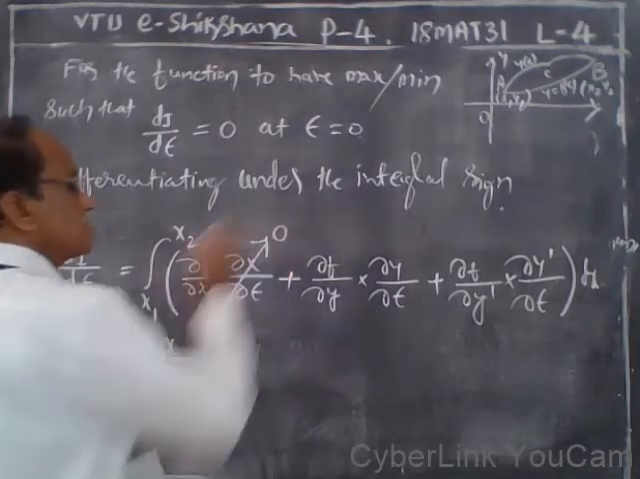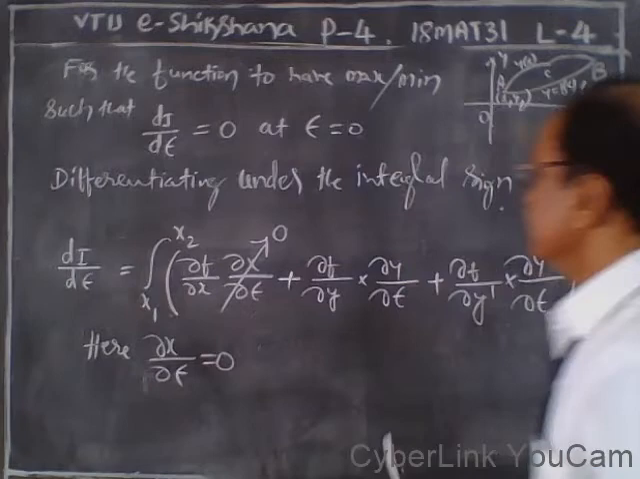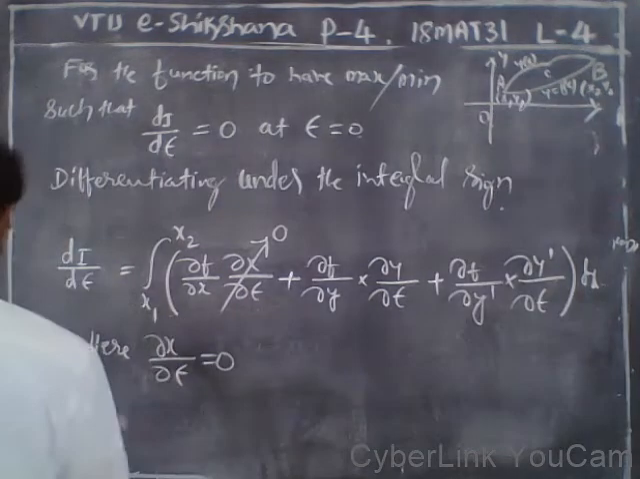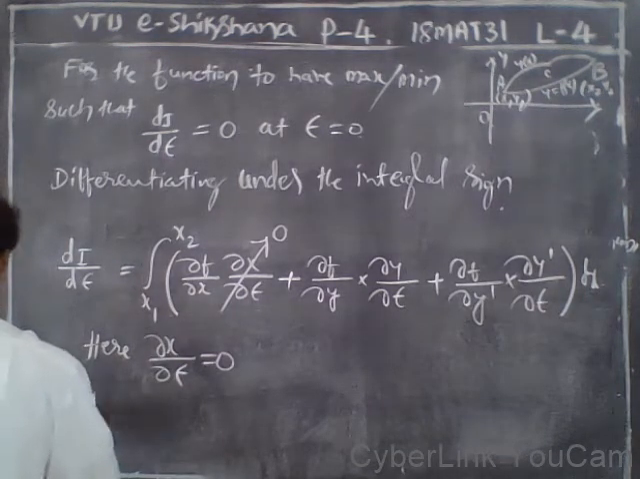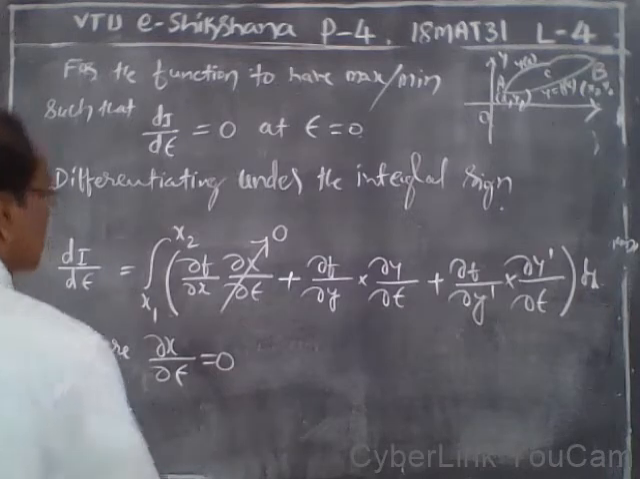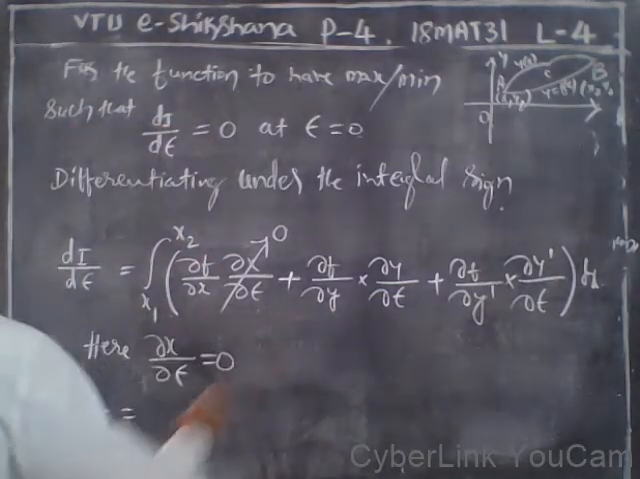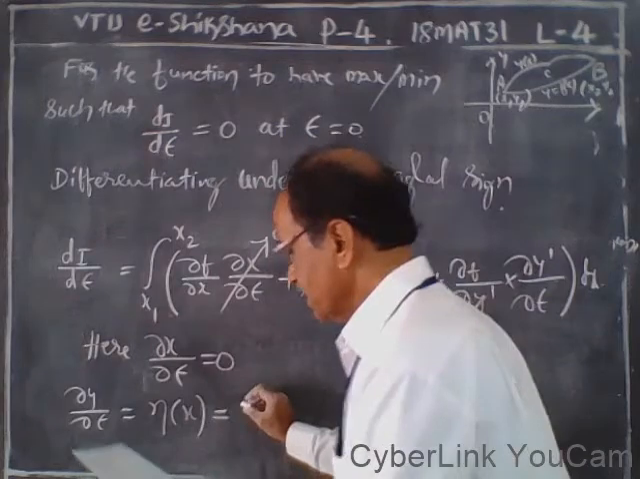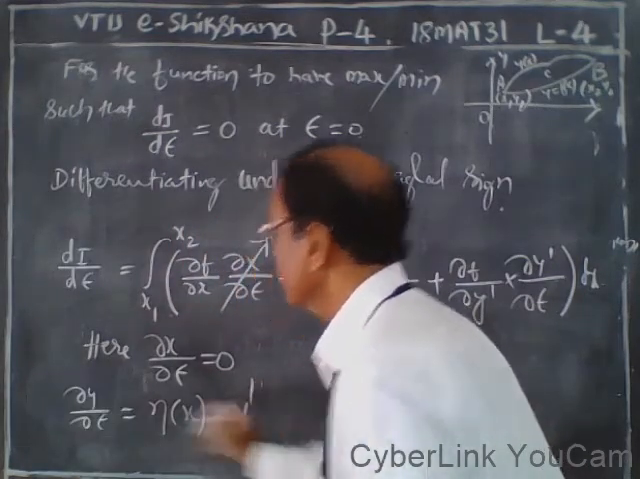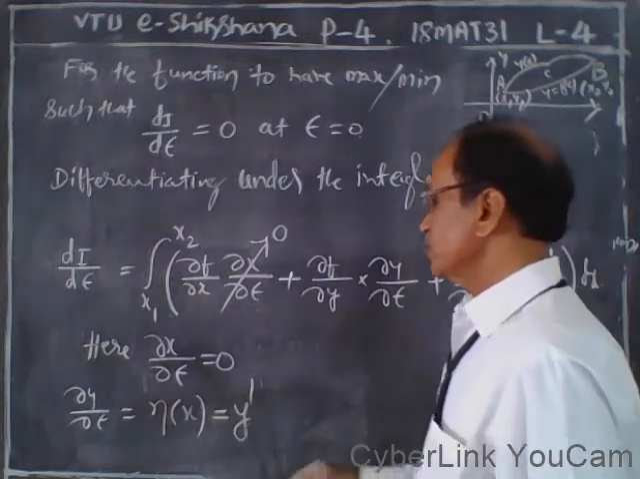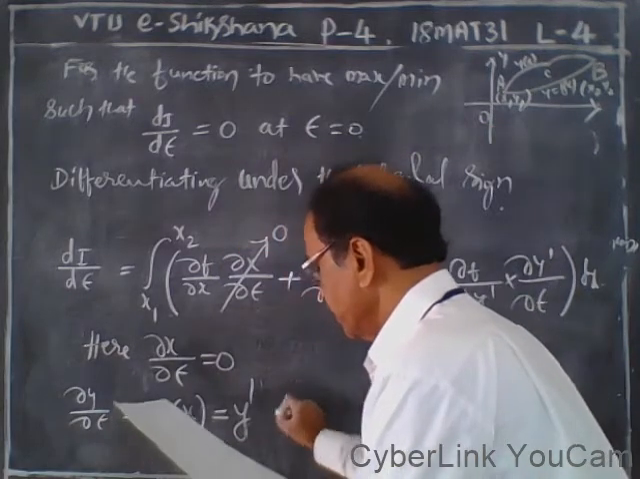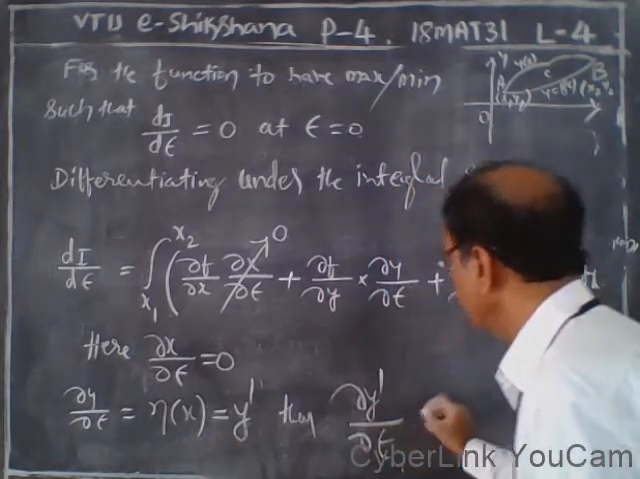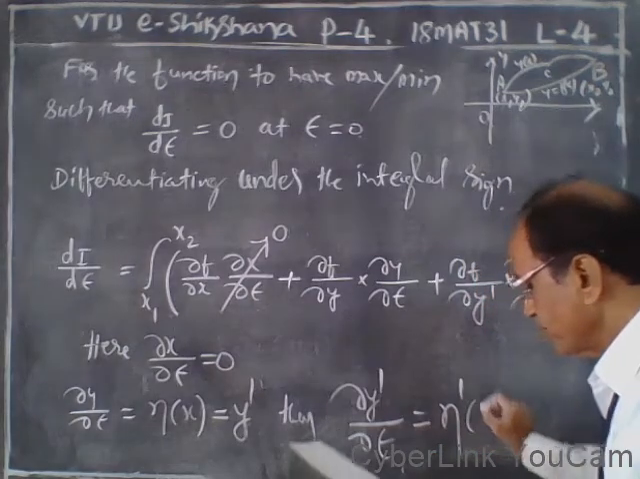Then this term, differentiation of x with respect to a constant, means that it is equal to 0, such that del y by del epsilon, the next term, is equal to eta of x. Then this can be taken as y dash, because there is a change in y with respect to epsilon, that is del y dash by del epsilon, which can be taken as eta dash of x.